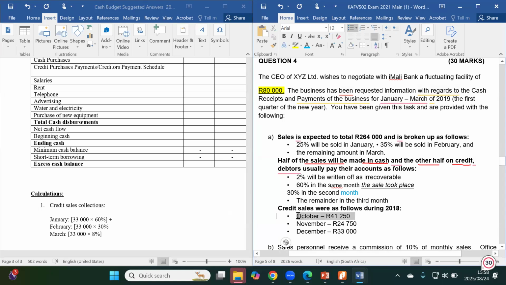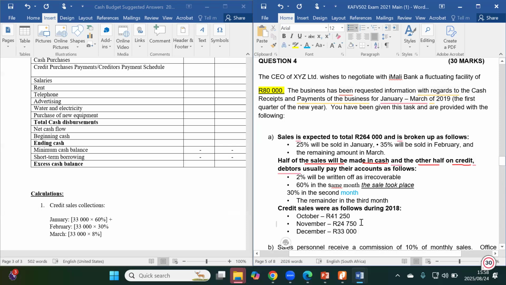Now from October, 60% of their credit sales was collected in October. Then the other 30% was collected in November. And then the third, the remaining percent, was collected in December. Are we together there? Yes. So we see that it doesn't affect January at all.